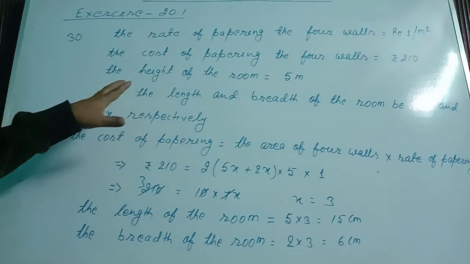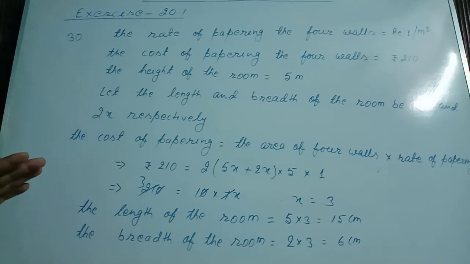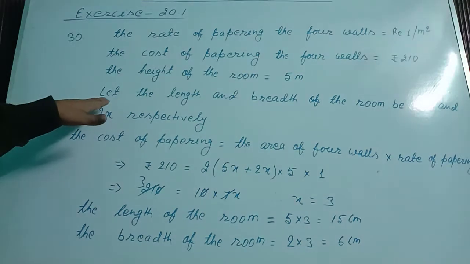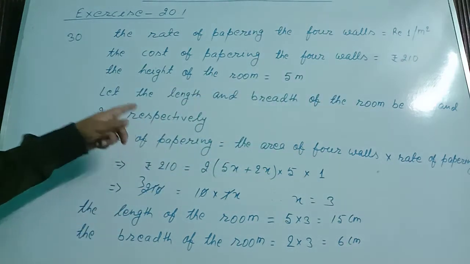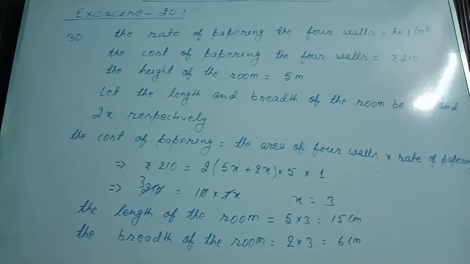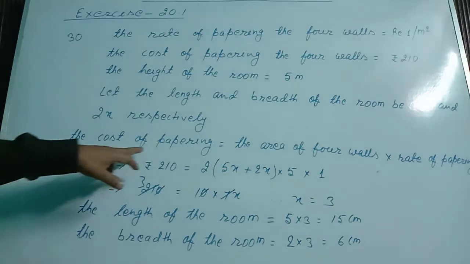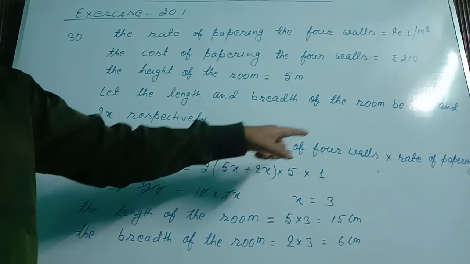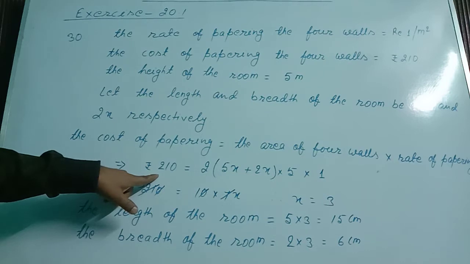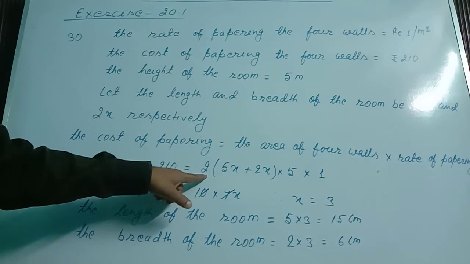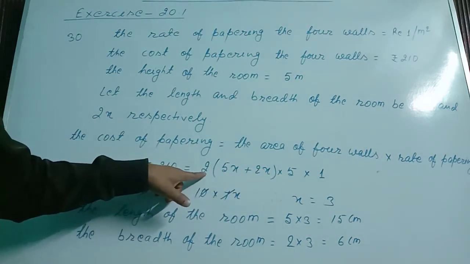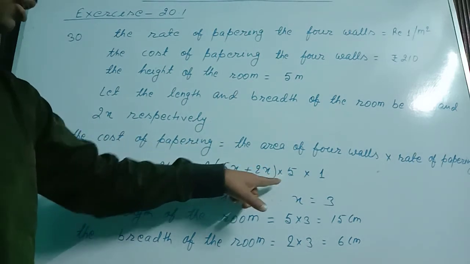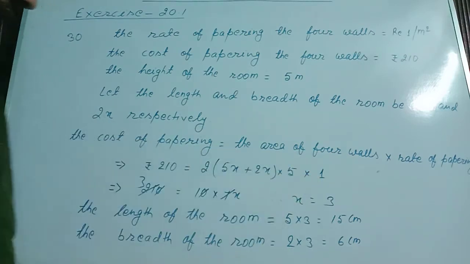Now the ratio of the length and breadth is given. So I have considered, let the length and breadth of the room be 5x and 2x. Ratio was 5:2, so I considered length 5x and breadth 2x. Now the cost of papering equals the area of four walls into the rate of papering. So total cost is 210, that is equal to 2 into (length plus breadth) into height, that is the area of the four walls. These are the values, and this is the rate of papering.